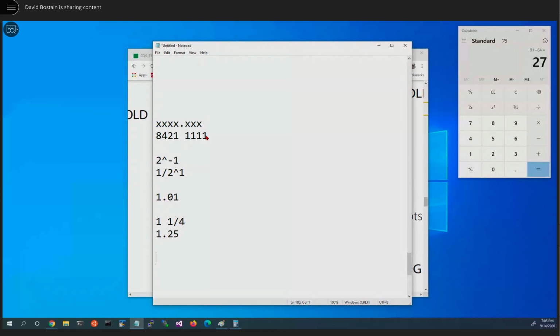So let's take a couple problems here and see if we can figure out what they might be. What if I gave you this number right here? What would you tell me that number was? Why don't you write in chat what you think the decimal value of that is?